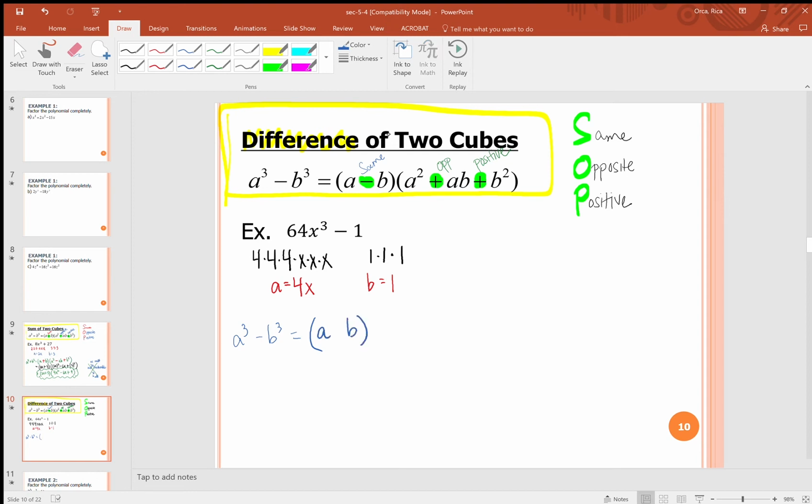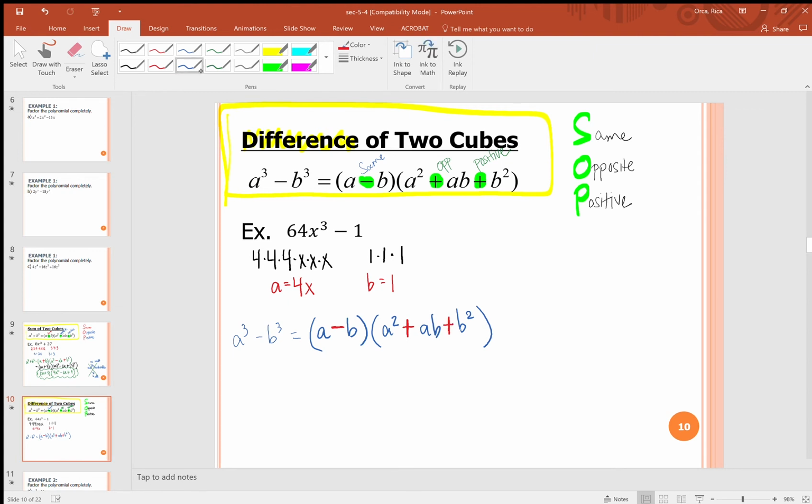A, B, the variables are always going to be the same. The only difference between this formula and the sum of two cubes are the signs. So make sure you use the acronym SOP. AB, A squared, AB, B squared. Now let's fill in the signs. Same as the problem, opposite, positive.